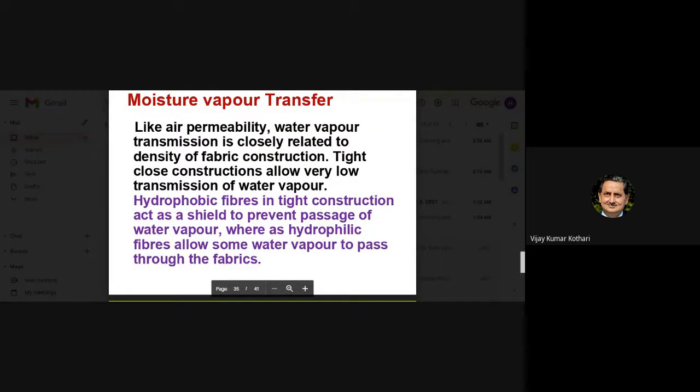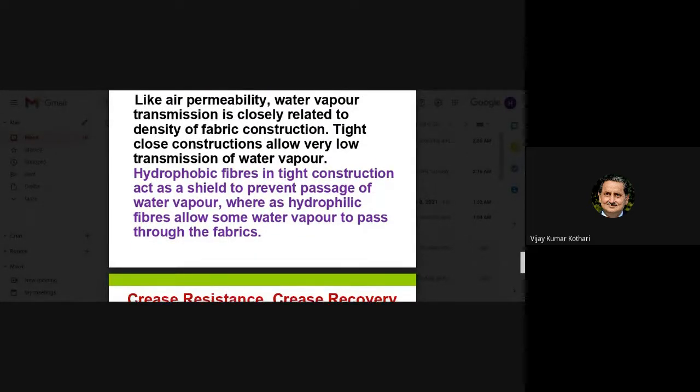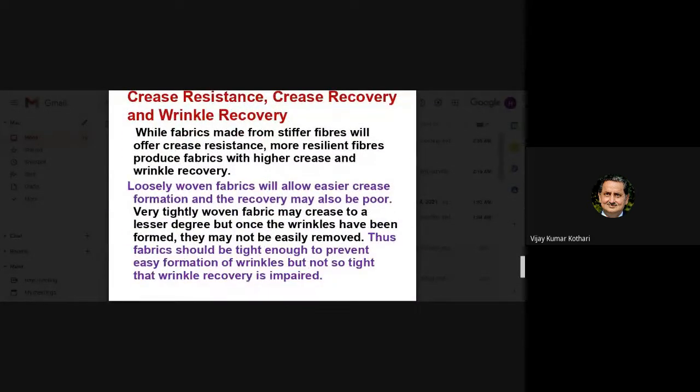Next, we look at moisture vapor transfer, which is very important from the comfort point of view, especially in the case of tightly woven fabric structures. Like air permeability, water transmission can occur through the density of the fabric construction. A tight closed construction would allow low water vapor transmission to take place.